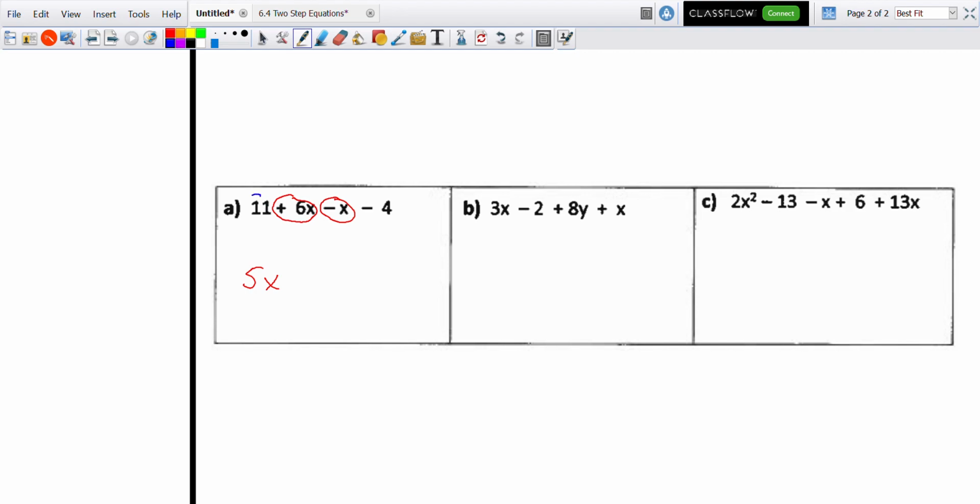I also have a positive 11 and a minus 4. Those are our constants that are like terms. Positive 11 minus 4 is going to leave us a positive 7, and that's my answer: 5x plus 7 when I combine the like terms. Again, I can't combine the 5x and the 7 because they're not the same variable to the same power. So go ahead and try the other 2 here. See if you can get these by yourself.